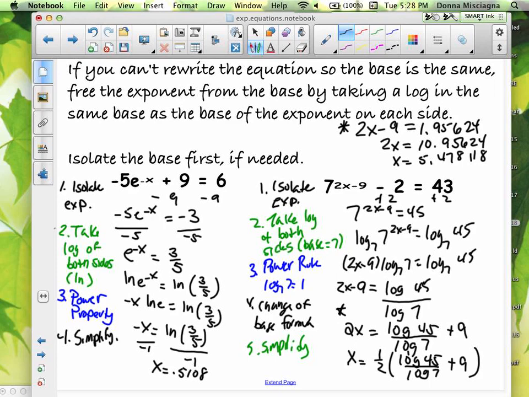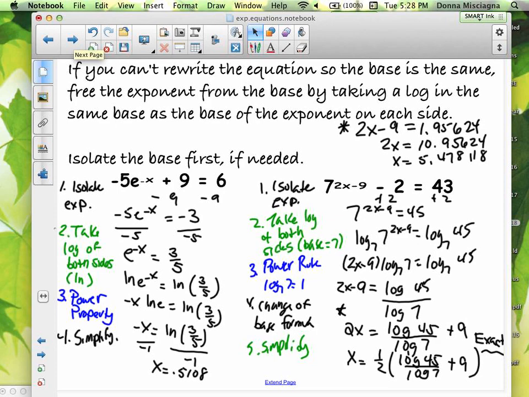So this here would be considered the exact answer. And then this was our approximation, because that was a non-terminating decimal. Then we just kind of rounded. Right? So that's really all you have to do for solving using logs.